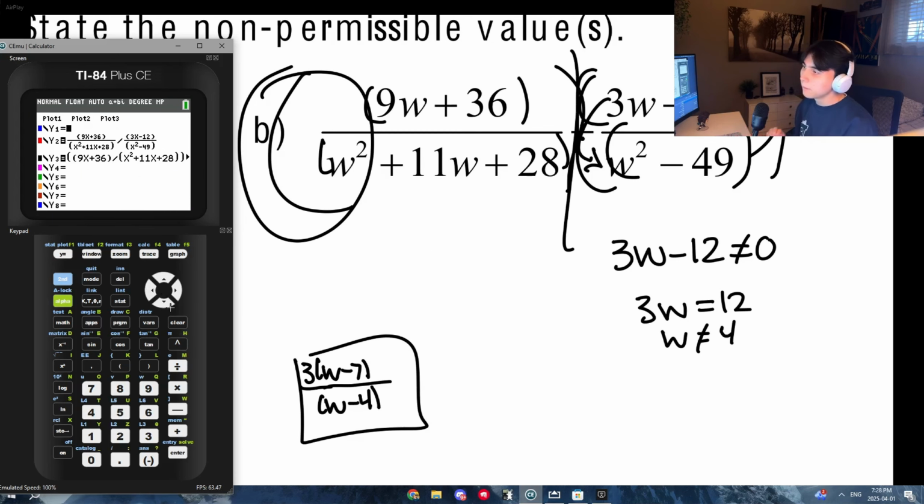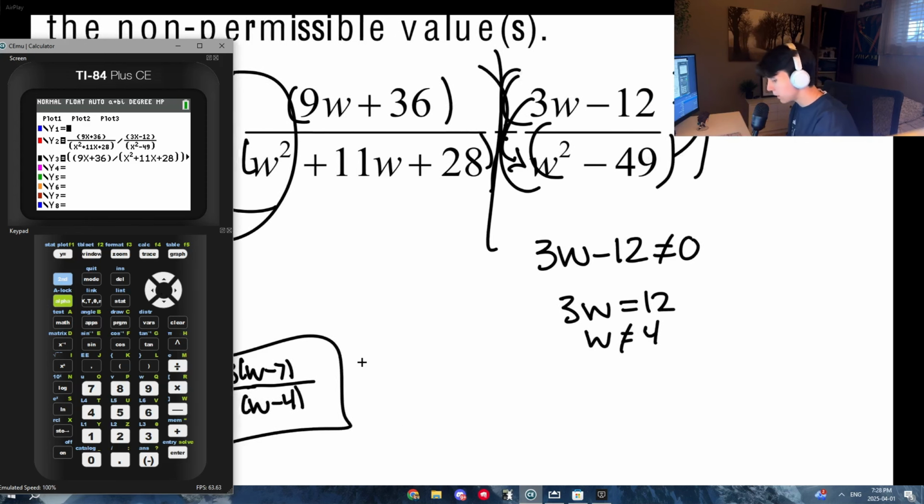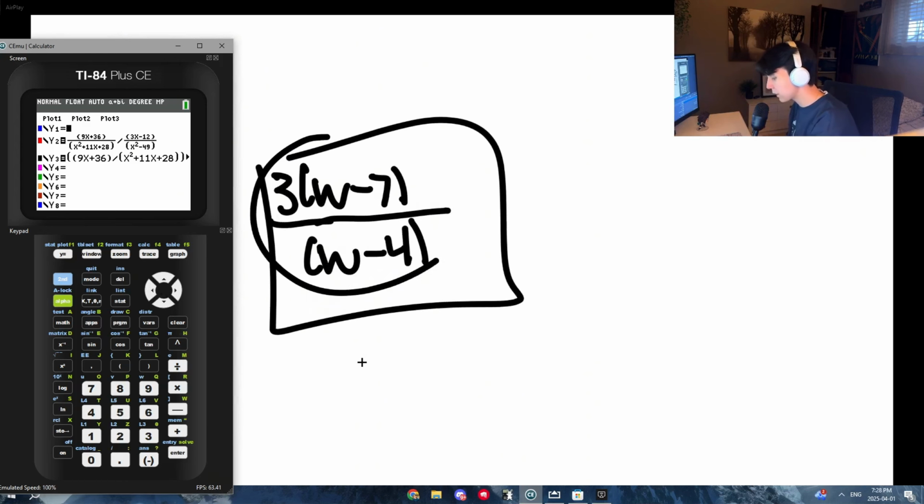So now that you've typed in your original equation, you have to type in your simplified version. So we have this as our simplified version. So you have 3, and instead of w, we're going to put x minus 7. And I'm putting an additional set of brackets again, because we have to include this. Like that. And we're going to put in brackets x minus 4.